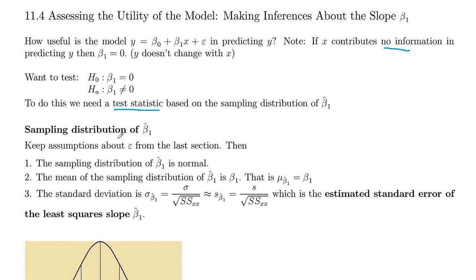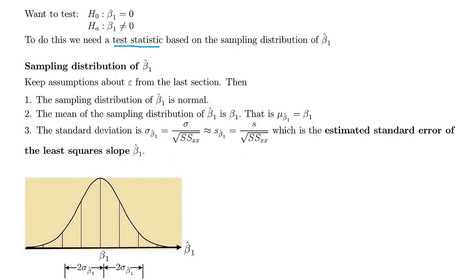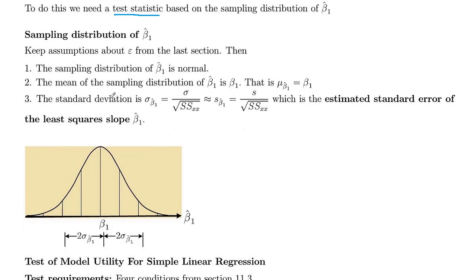So for that sampling distribution of beta 1 hat, we're going to keep our assumptions about epsilon from the last section. And if we keep those, then the sampling distribution of beta 1 hat, our test statistic, should be normal, so it should be a bell-shaped distribution. The mean of that sampling distribution should be beta 1. So in other words, that's saying mu sub beta 1 hat, the mean of the sampling distribution for the sample statistic beta 1 hat, is actually beta 1.